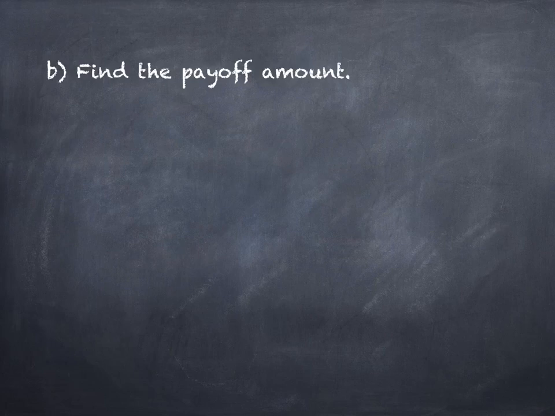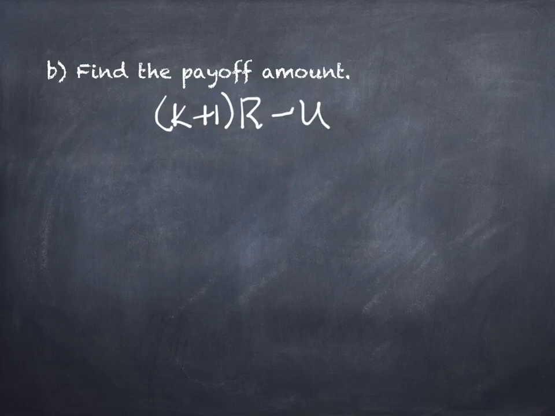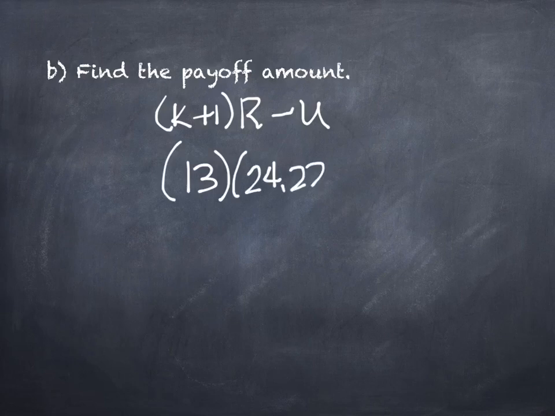The payoff amount is found the same way, no matter which of the two methods, actuarial or rule of 78, that you use. So the payoff is K plus 1 times R minus U. K plus 1 is still 13. R is still 22. But this time our unearned interest is 16.42. So what is my payoff amount under these circumstances?